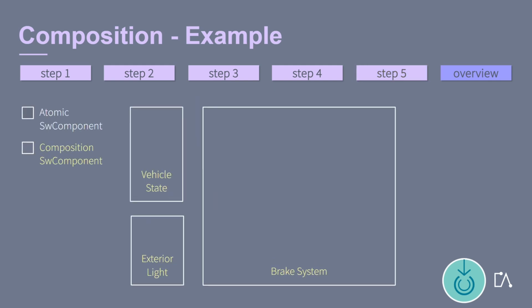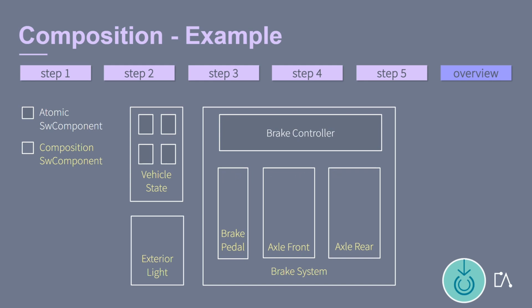We begin with the 3 compositions from step 5, which are vehicle state, exterior light and brake system. Vehicle state aggregates 4 atomic software components. In this example we do not look at the inside of exterior light.